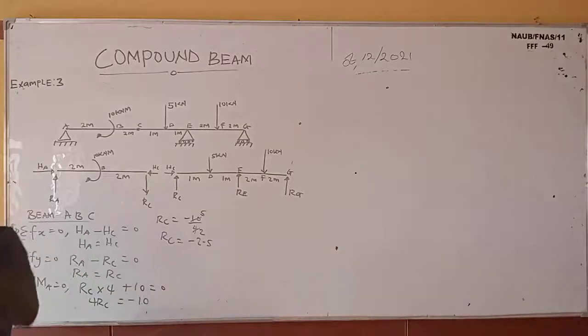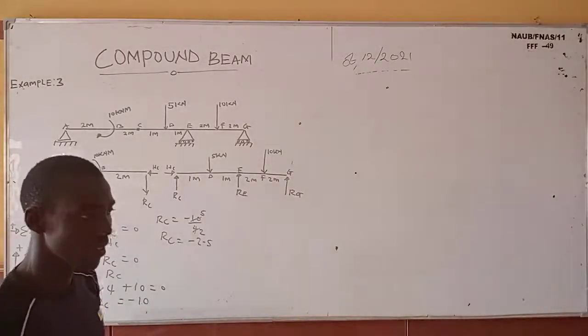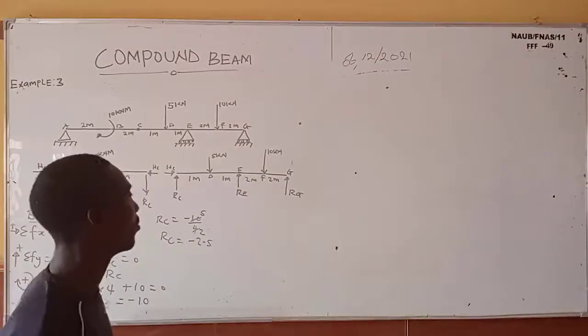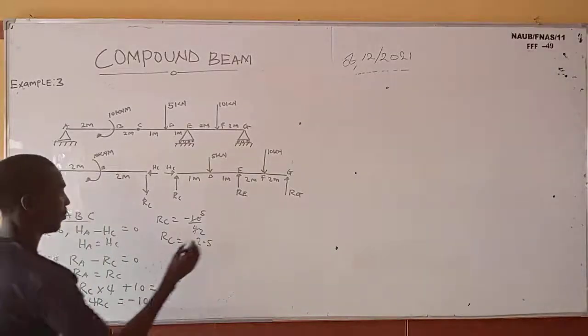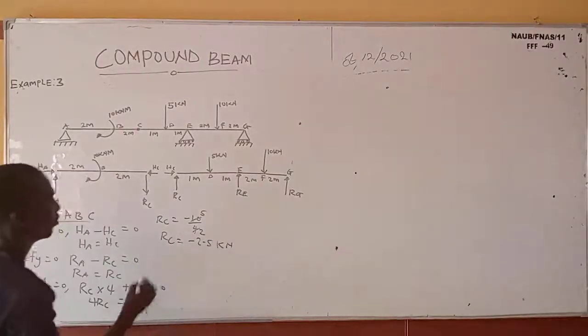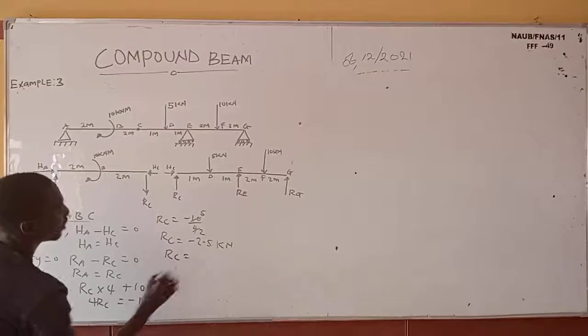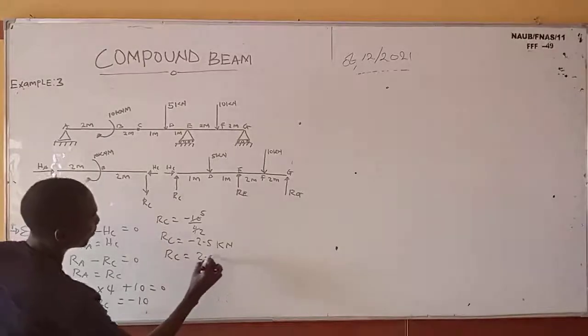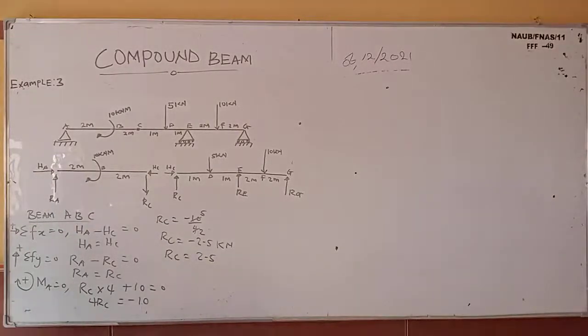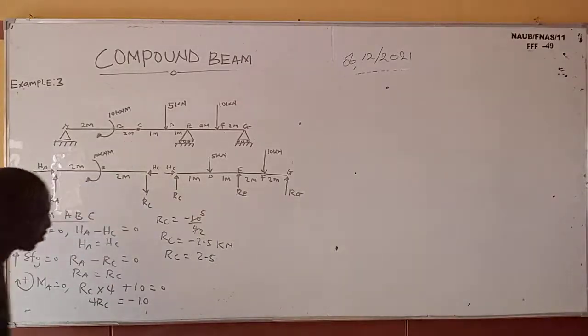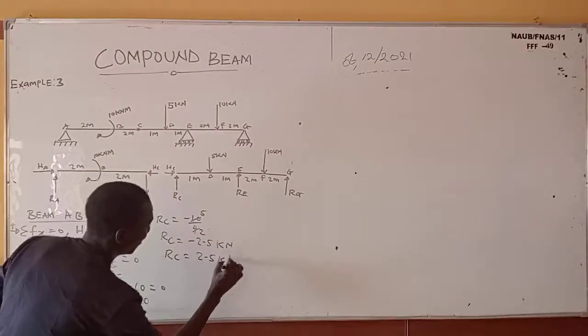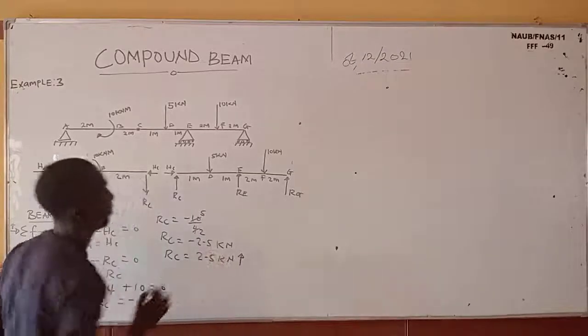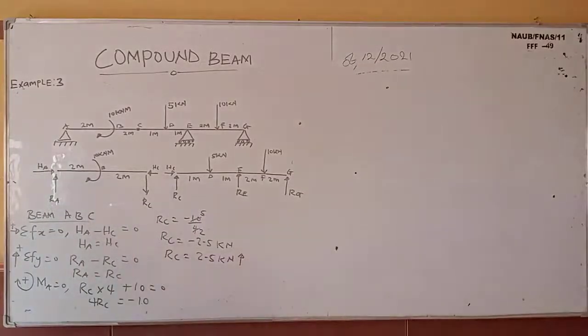Okay, so if it is minus 2.5, you already know that RC will be equals to 2.5 kilonewton. But let's go to RC. RC is a downward force, so it's going to be upward force. Do you get that? So now, can we get our RA? Yes, we can get our RA.